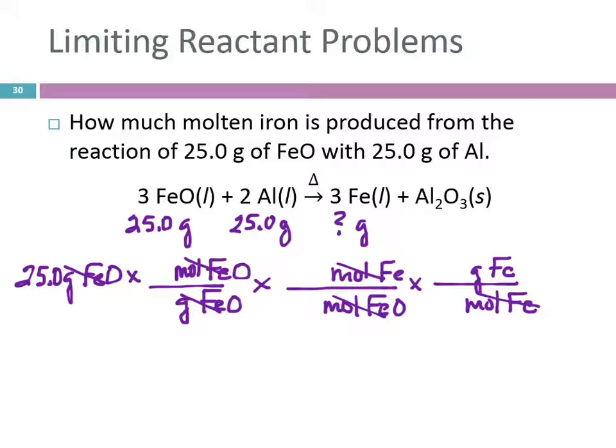All of our units are in place. Moles of iron, moles of FeO: 3 irons and 3 FeOs. This is a molar mass. So iron is 55.85 and oxygen is 16, so that's 71.85.